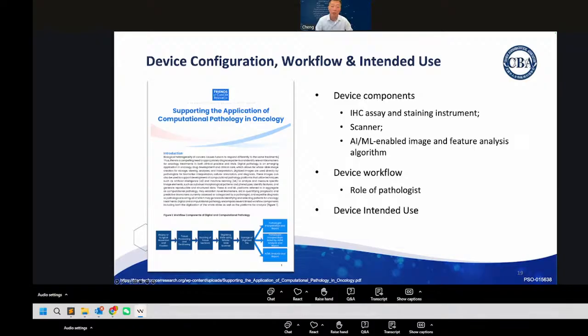Okay, and the workflow is also very important. That leads to the role of the pathologist. Normally the pathologist is going to make the final diagnosis. However, in certain devices, the role of the pathologist may change. They may not be able to disagree with the biomarker status generated from the algorithm. Then the role of the pathologist will be shifted from making the final diagnosis to only performing QC, or quality control. Then the FDA will look into the device intended use.